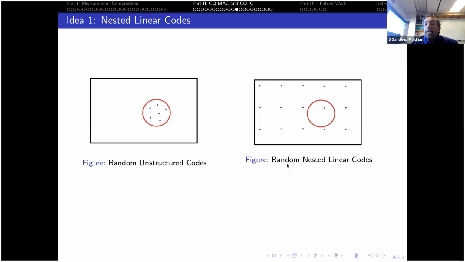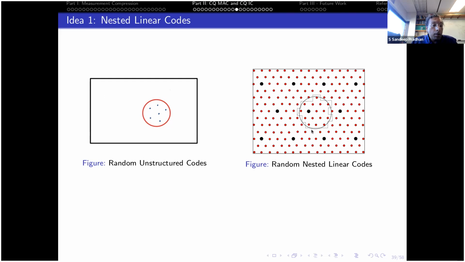Whereas random linear codes look like that. Because it's linear, they cannot be constrained to lie in a given region. So to induce a non-uniform distribution, what we need is a pair of linear codes. Here I give the basic idea through one cartoon. If you look at the right hand side, you can see a cartoon of two linear codes. There is a dense linear code, which is all the dense red points, and then there is a sparse linear code, which is all the black points. And they are nested, in the sense that one is a subset of the other.